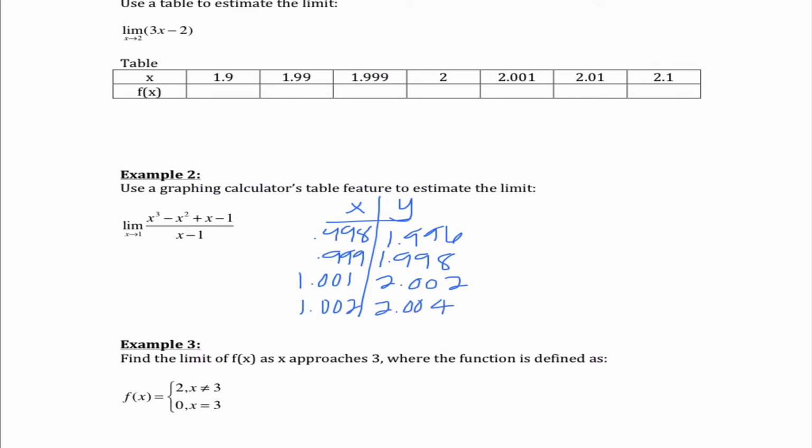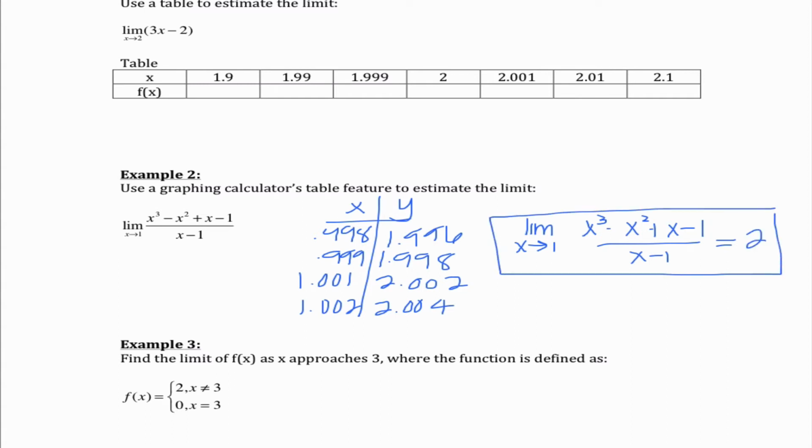So that's showing me that you understand that the limit as x approaches 1 of x cubed minus x squared plus x minus 1 over x minus 1 equals 2. And I did not mean to draw a line there. Okay.